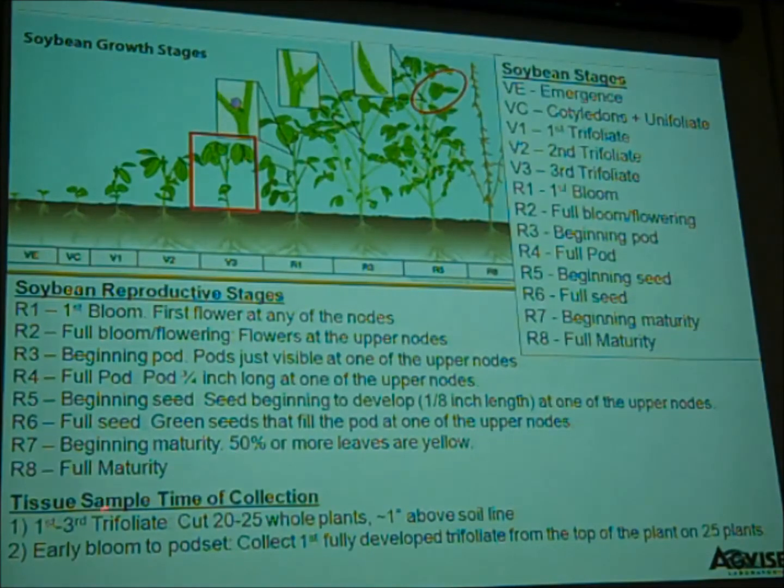Soybeans, again, whole plant part, whole plant early on. Later on, we're talking about the first fully developed trifoliate from about 25 plants. Again, first one that's full size.